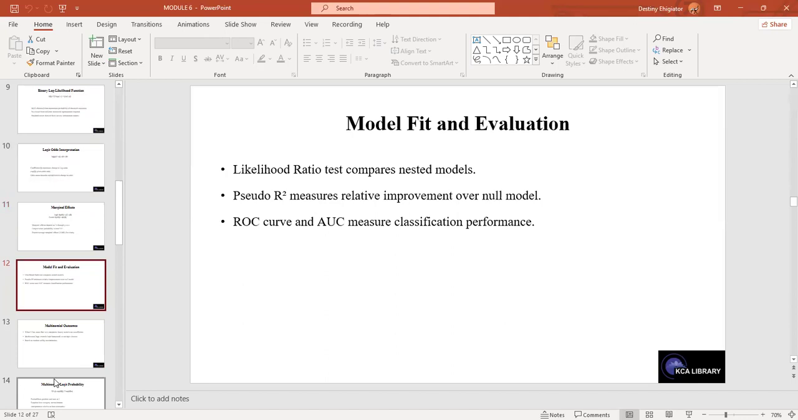Model fit and evaluation. The likelihood ratio test compares nested models. Pseudo R-squared measures the relative improvement over the null model. The ROC curve and AUC measure classification performance.